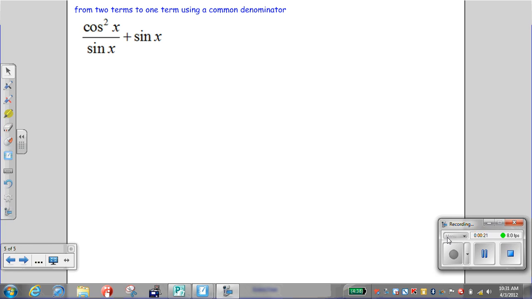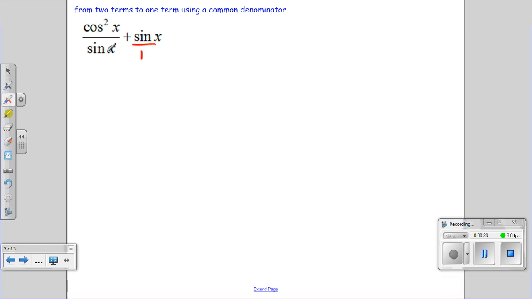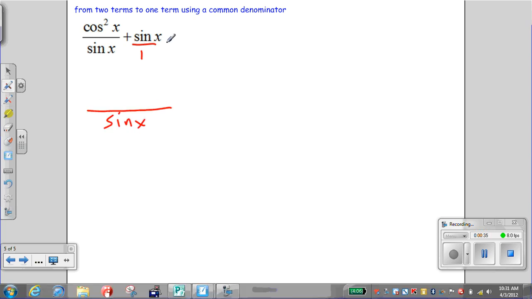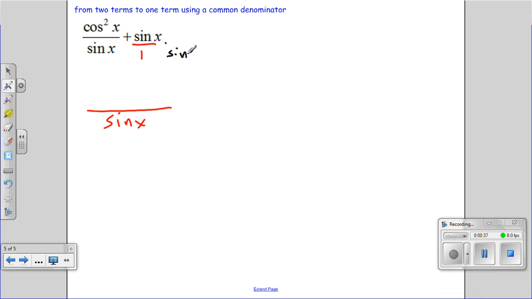So the first step a lot of times is to combine terms. To do that, we want to make this into a common denominator. So what I'm going to do here first is make it into a fraction. And notice our common denominator is going to be sine of x on the bottom. So to do that, I'm going to multiply both the top and bottom by sine of x, just like I do in any other algebra problem.